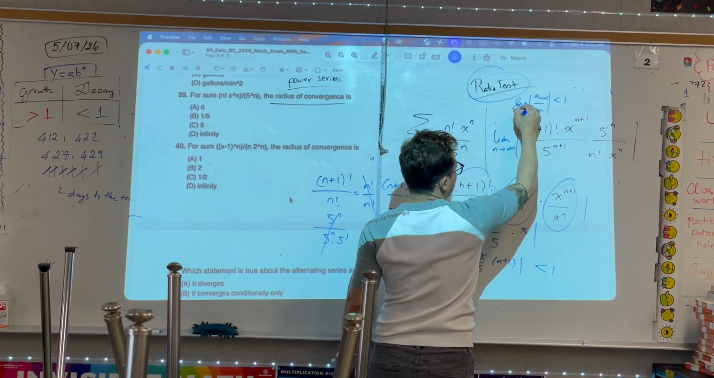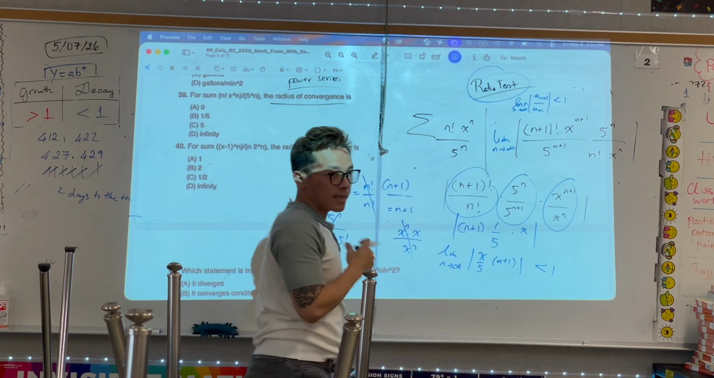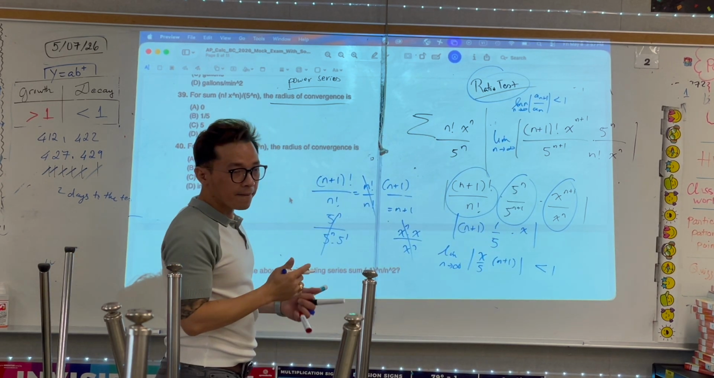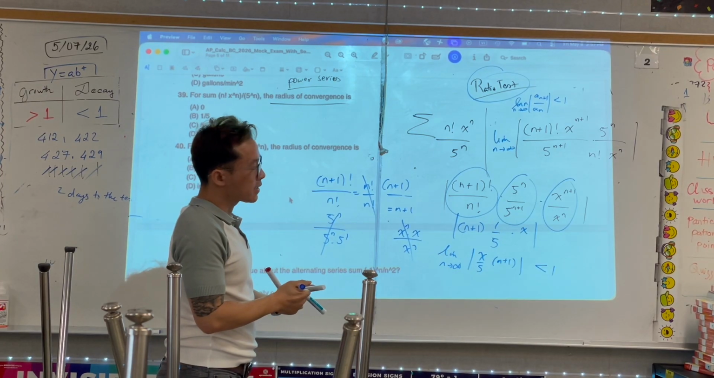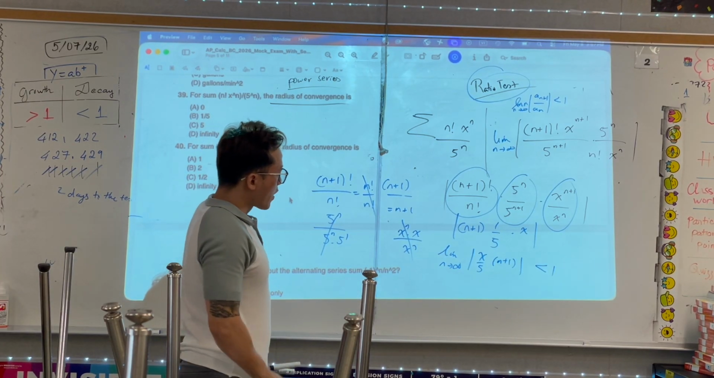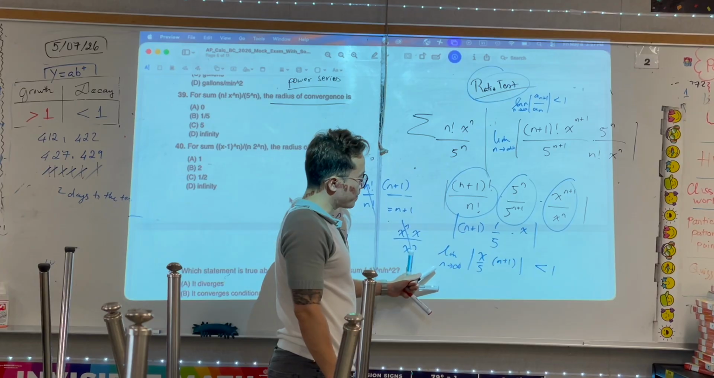Wait, what makes the ratio test not work again? Equal to 1. Equals 1. Okay, so less than 1.